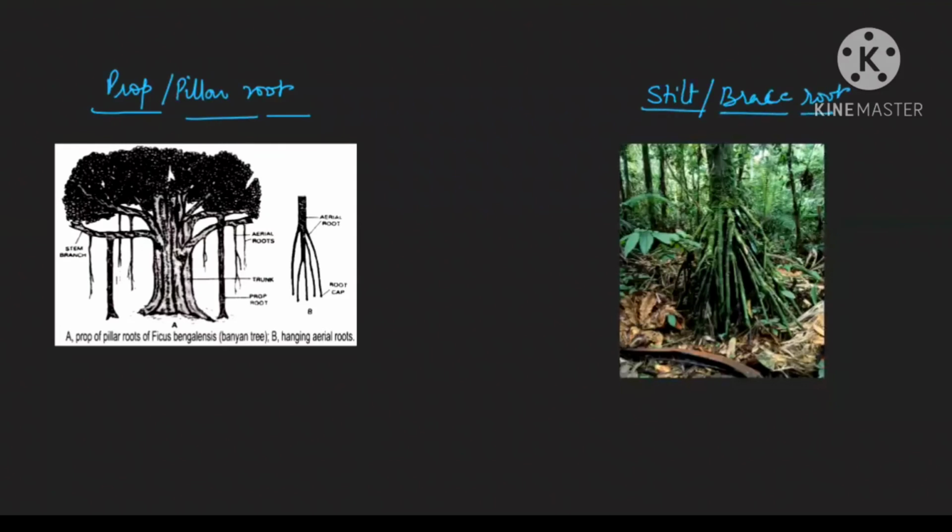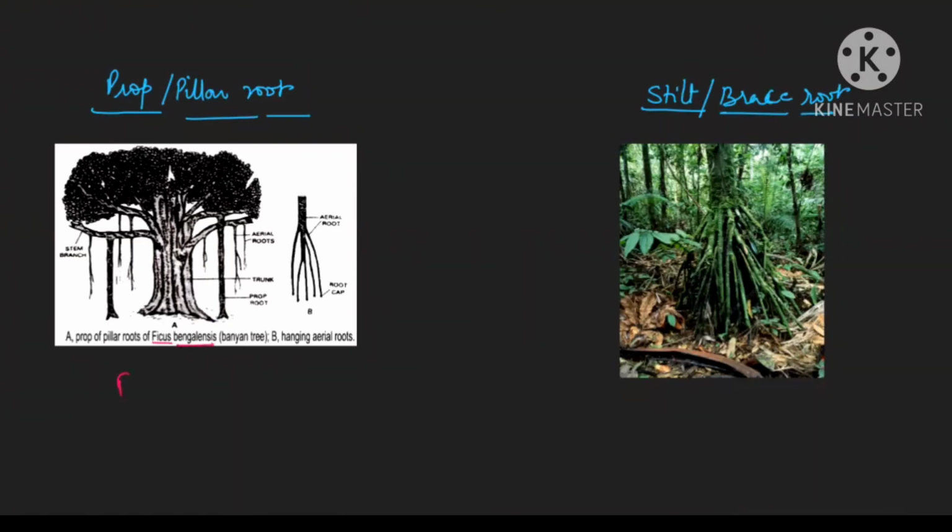If you see the diagram carefully, the prop roots are coming vertically, hanging down this way only. They are just hanging down. They are not making any shapes. And they are seen in Ficus bengalensis, that is banyan tree.